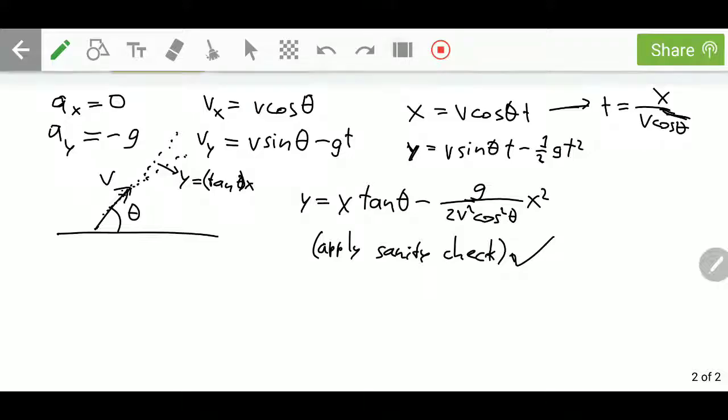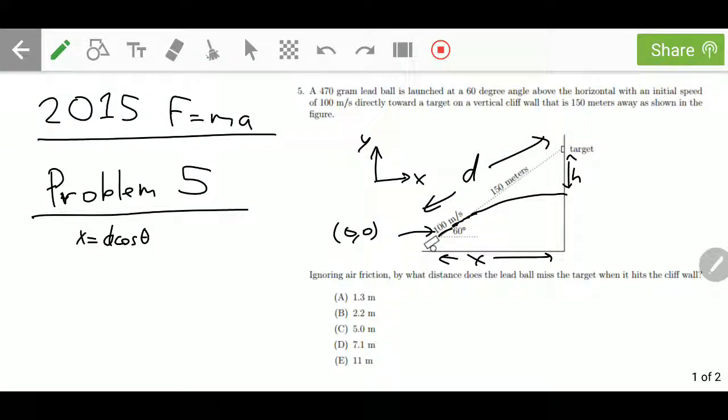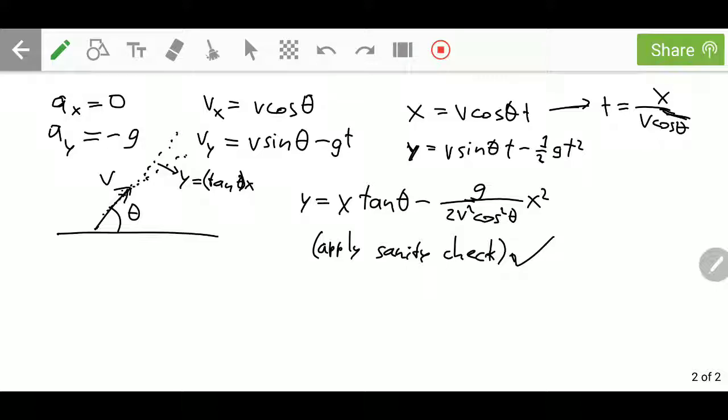Look at what this problem asks us. It doesn't ask us how high it is, but asks by what distance does the lead ball miss the target. And we see that the lead ball was initially aimed straight at the target, meaning that the line y equals tan theta x is in fact exactly this line going from the cannon to the target. And so they're literally asking us for this second term, although with a positive sign.